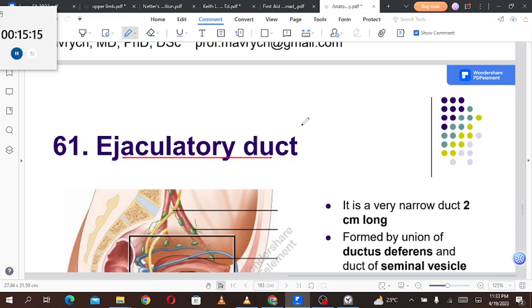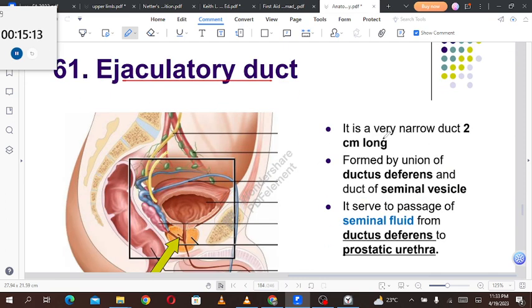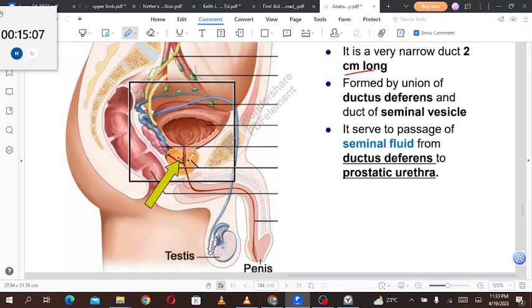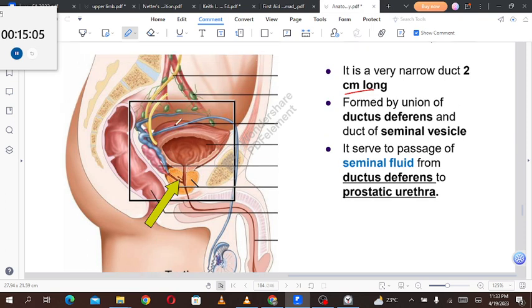Now talking about the ejaculatory duct, it is a very narrow duct, 2 centimeters long. Where is the ejaculatory duct? Like this one? That is not the ejaculatory duct. Okay, so that is the ejaculatory duct. It is 2 centimeters long, formed by the union of the ductus deferens and the seminal vesicle. The ductus deferens is coming from here, all the way, and the seminal vesicle joins it to form this thing.